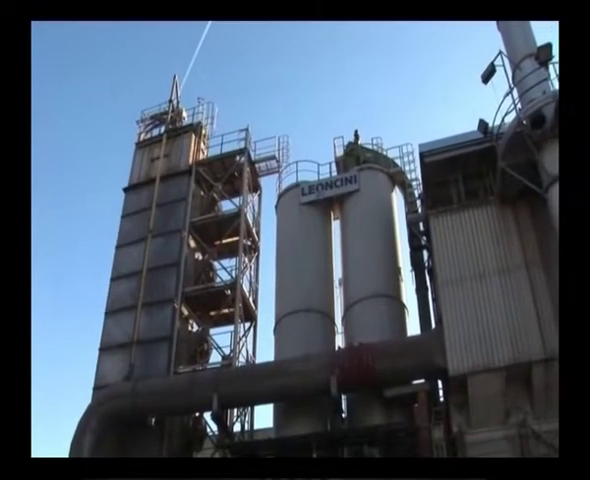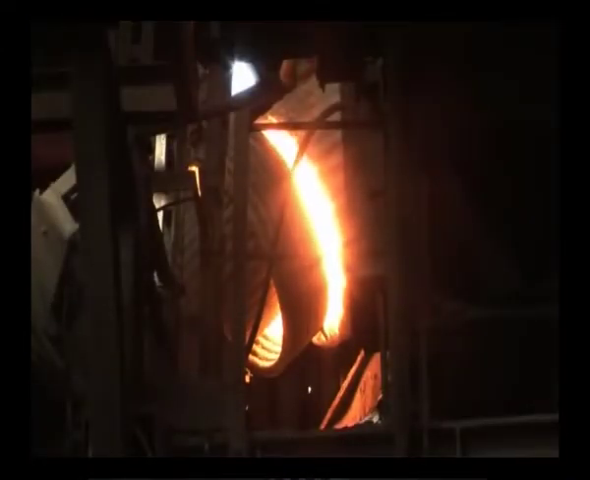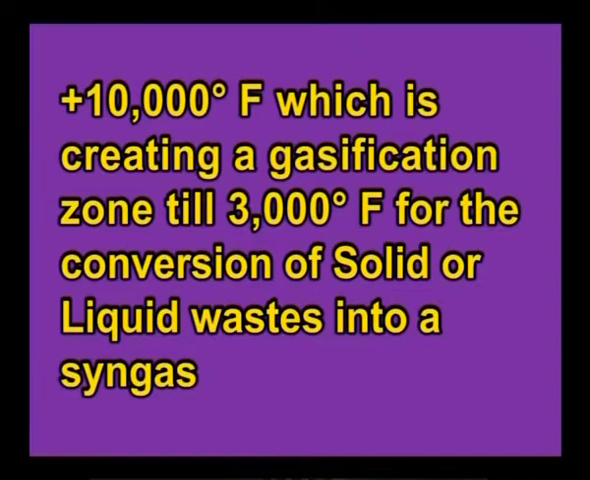The other one is the plasma gasification. Plasma gasification is another form of waste management. Plasma is primarily an electrically charged or a highly ionized gas. Lightning is one type of plasma, which produces temperatures that exceed 12,600 degrees Fahrenheit. With this method of waste disposal, a vessel uses characteristic plasma torches operating at plus 10,000 degrees Fahrenheit, which is creating a gasification zone of up to 3000 degrees Fahrenheit for the conversion of solid or liquid wastes into a syngas.